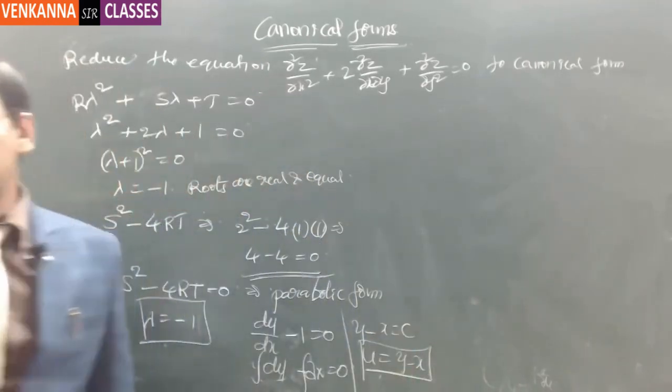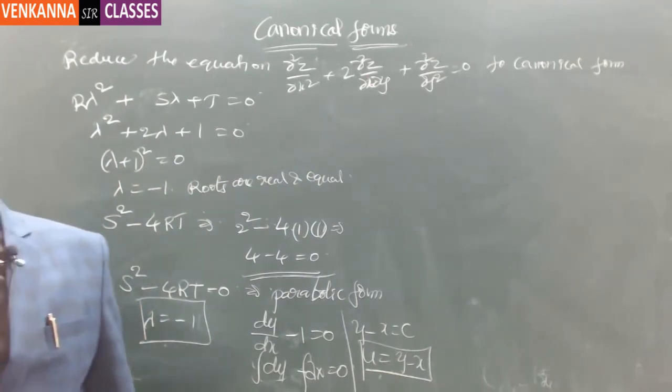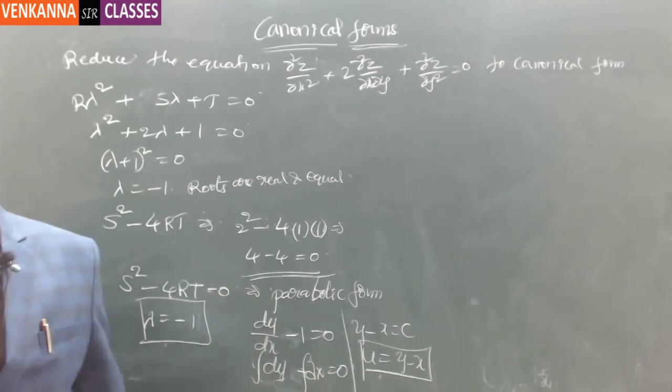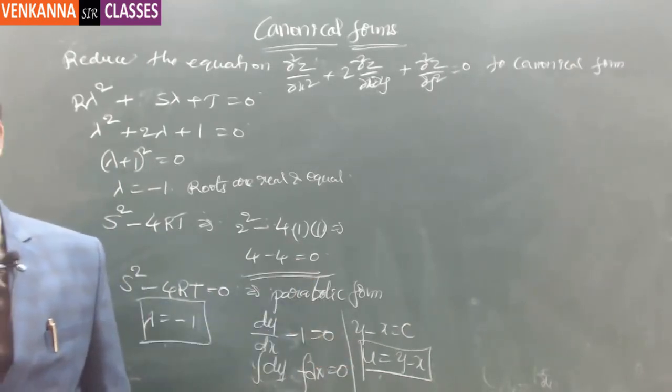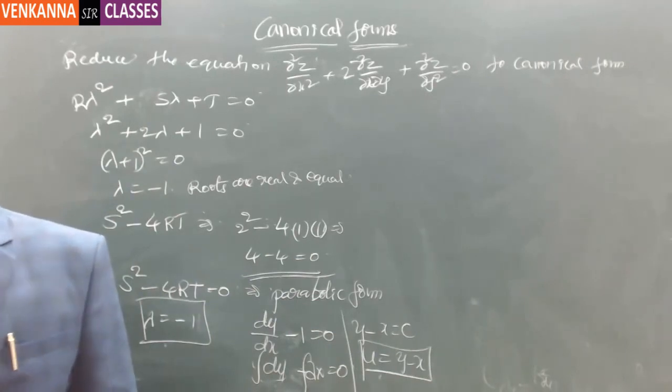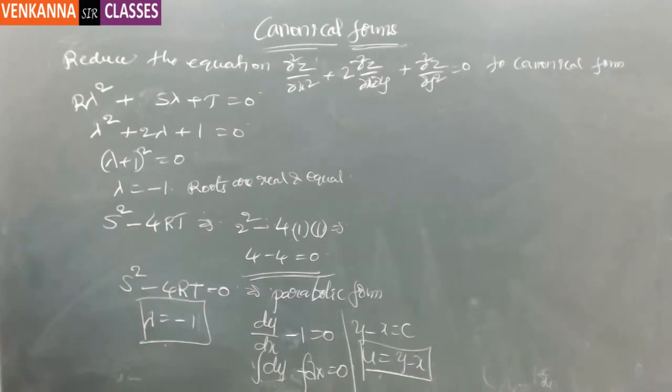Now what about v? Exactly in the similar manner we did in the case of the hyperbolic equation, right? So here actually it's a parabolic case. In case of parabolic, you are going to get only one variable u. Now what about v? How can we bring the v value? Any idea?